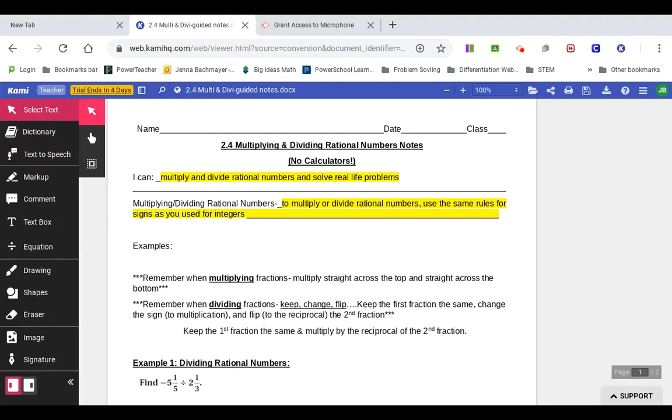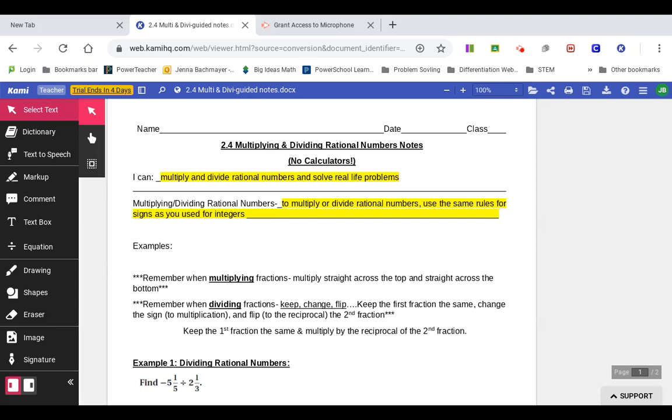2.4 Multiplying and Dividing Rational Numbers notes, where you're still not using calculators. By the end of these notes, you can multiply and divide rational numbers and solve real-life problems. To multiply or divide rational numbers, you use the same rules for the signs as you used for the integers.